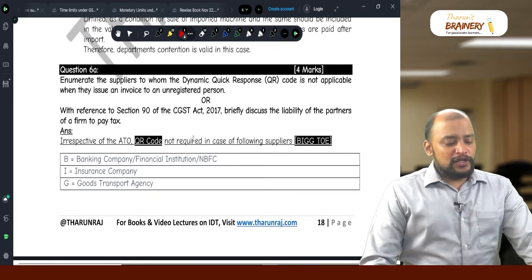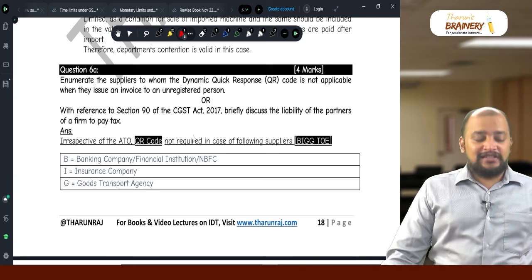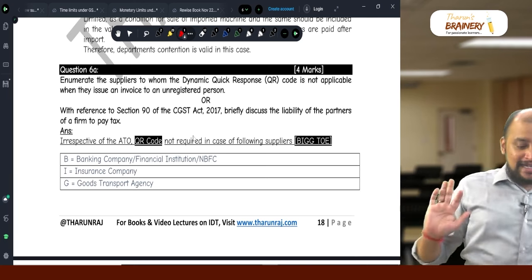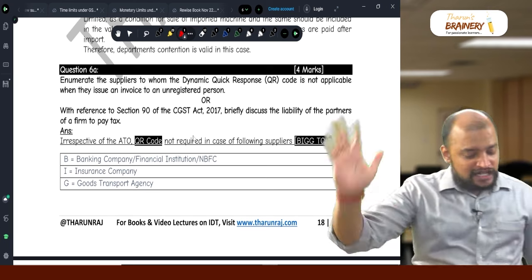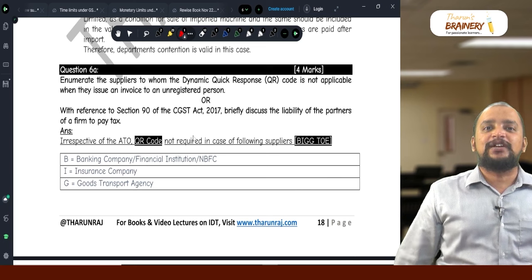Then the last question, this last question is this time purely a theory question. 6A, enumerate the suppliers to whom dynamic QR code is not applicable when they issue invoice to an unregistered person.